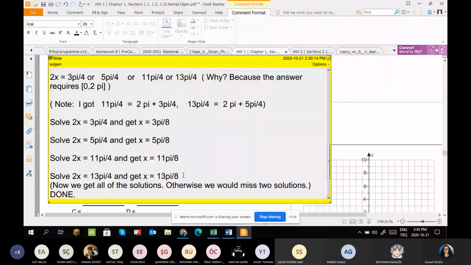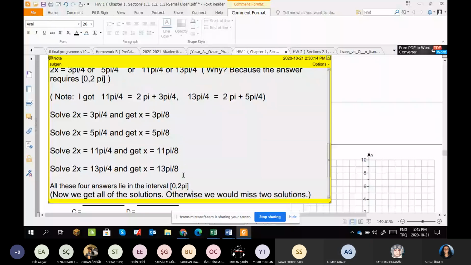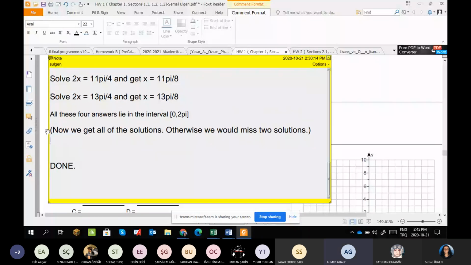Maybe I should write it here, okay? All these 4 solutions, all these 4 answers lie in the interval 0 to 2 pi. Okay, so that's important. If you just thought about the first 2 of them, like 3 pi over 4 and 5 pi over 4, this wouldn't be enough. So we had to go further, and then that's the answer. So we got it done.